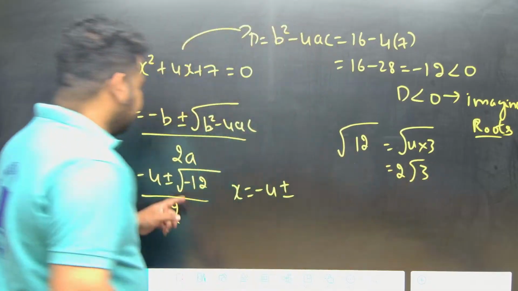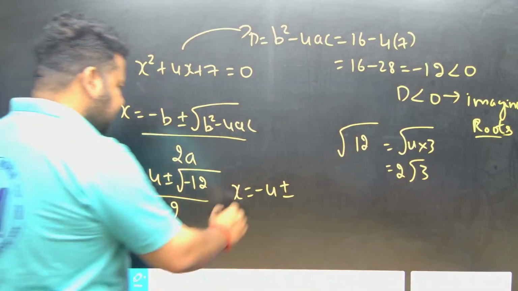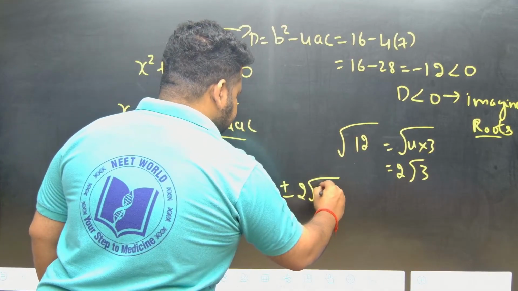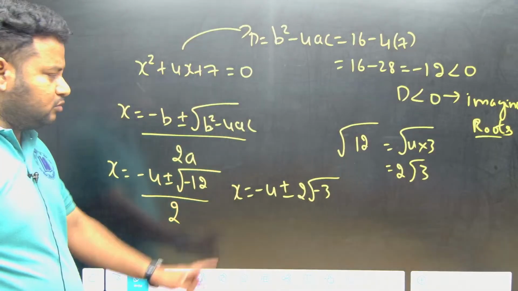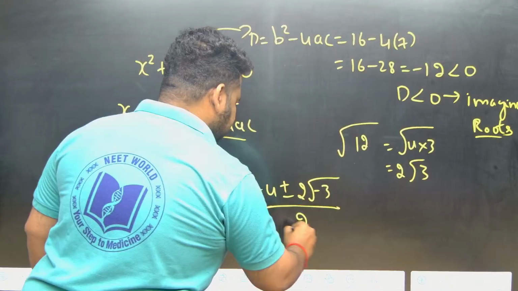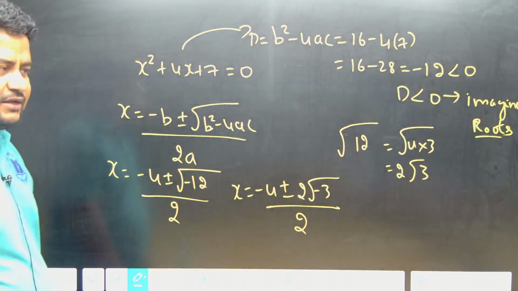But here what is happening? Minus is also there. So what I can write here? Minus 4 plus or minus 2 square root of 3. Okay, it is not just root 3, square root of minus 3 is there, divided by 2. This is what we have, friends.